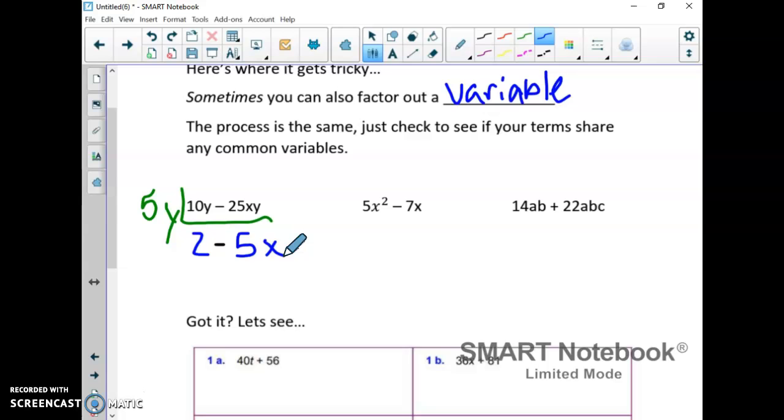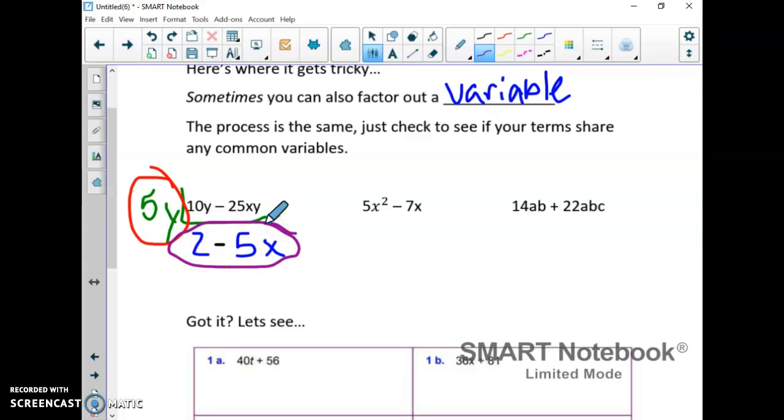Now, can I pull anything out of 2 and 5? Can I divide 2 by a number that I could also divide 5 by? Nope, I can't because they're both prime numbers, so I can't divide either of those by something. And only 5x has an x, 2 doesn't, so I can't pull out a letter, so I'm done. Okay, so again, GCF is on the left, and then what is on the bottom is our leftover stuff.